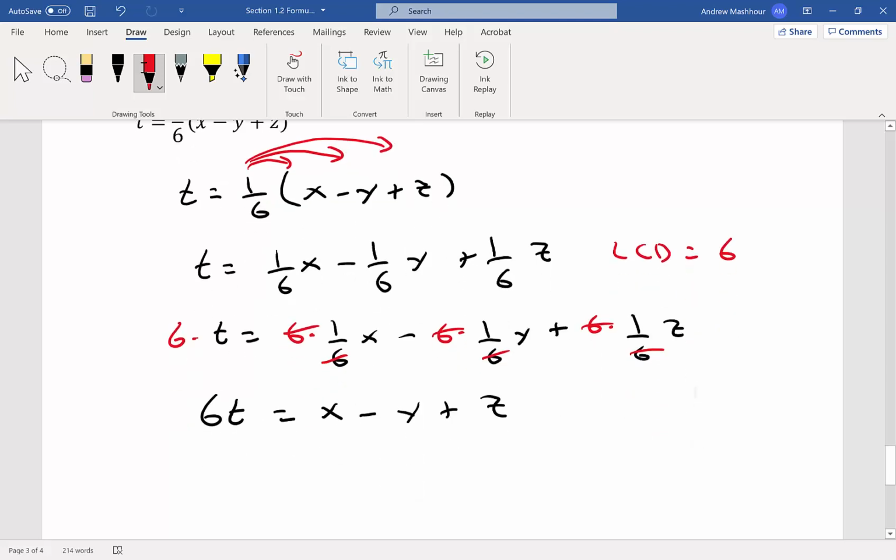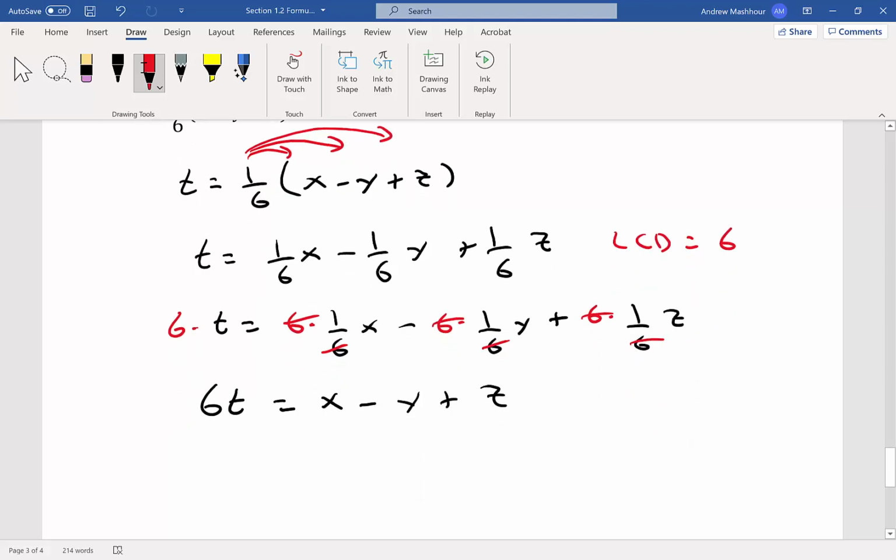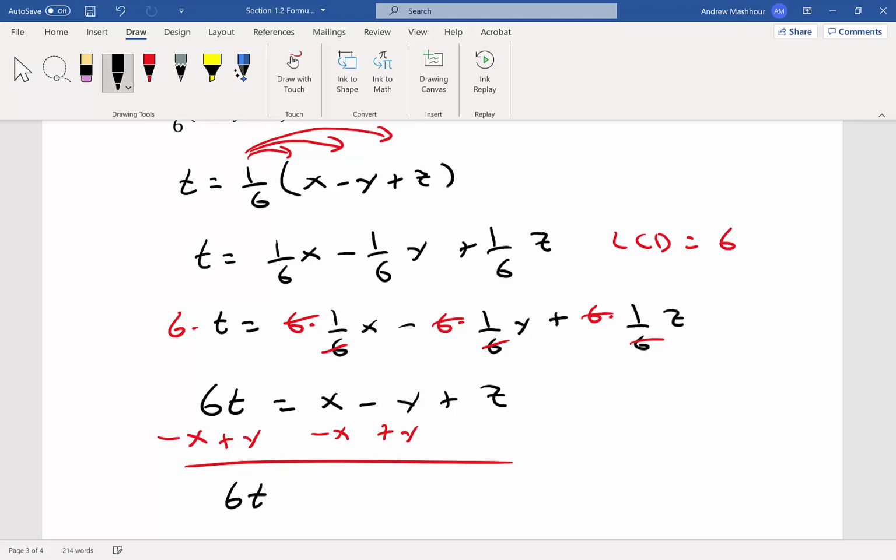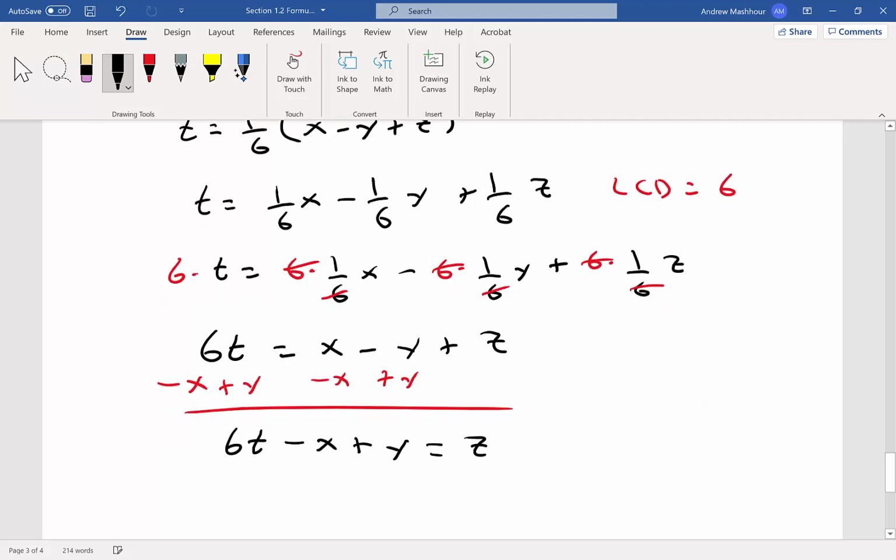Remember, our goal is to get z completely by itself. So I want to move this positive x to the other side, and I want to move this negative y to the other side as well. So I'm going to subtract x from both sides, and I'm going to add y to both sides. So I get 6T minus x plus y is equal to z. And now we have the z completely by itself.